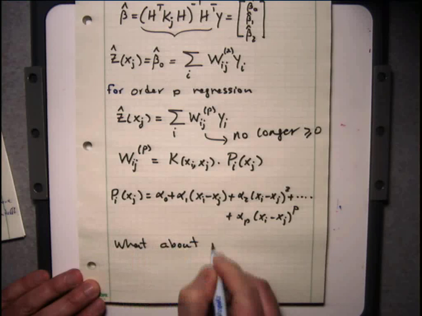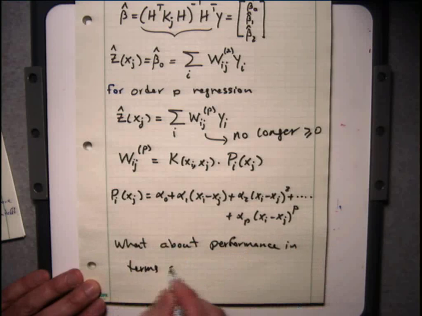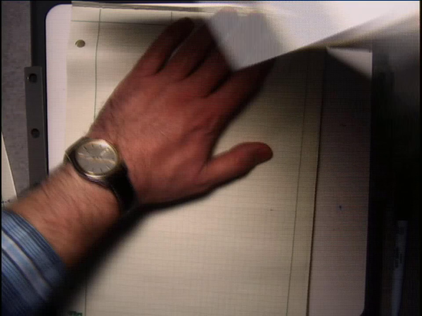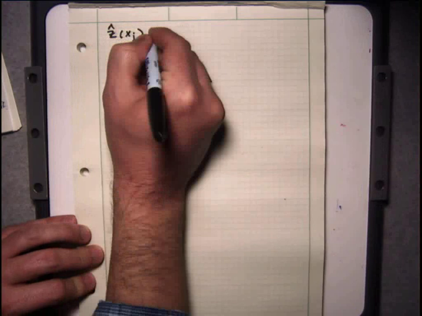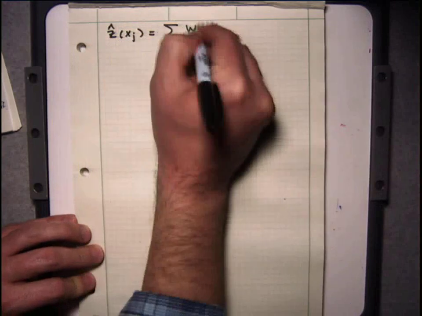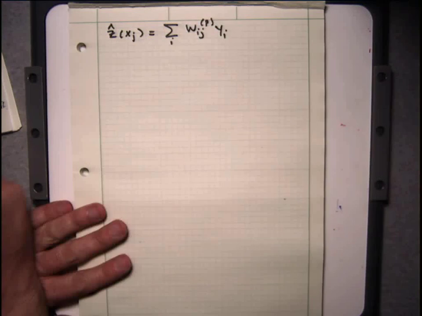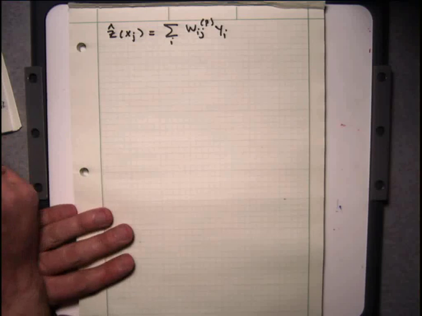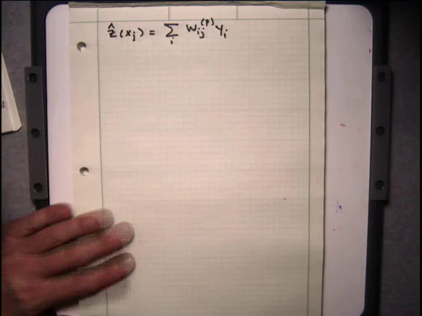What about performance in terms of mean squared error? So let me go to another page. Okay, so z hat of xj is the sum of wij times yi. The first thing we do if we want to measure mean squared error is compute the bias and compute the variance of this estimate. Now here, the bias and the variance are going to be computed point-wise, right?